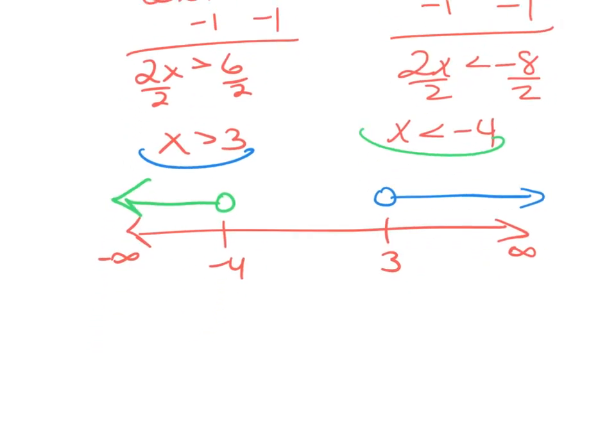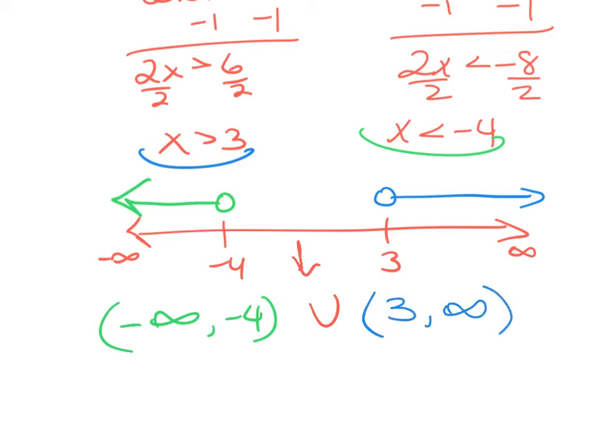For this solution, you would write it as negative infinity up to the negative 4. You're going to union it with this gap here. So jump over there, and then you would go from 3 to infinity. So the solution set consists of the green side and the blue side. Either side would provide an answer to this absolute value. The numbers we're getting when we solve for x are cutoff points.